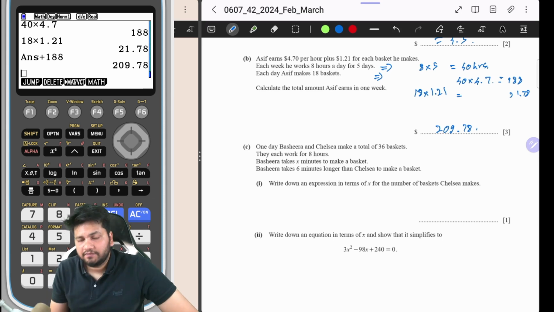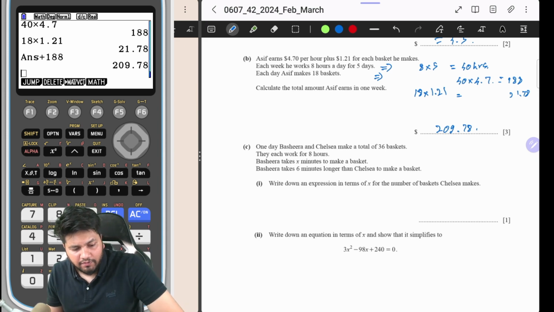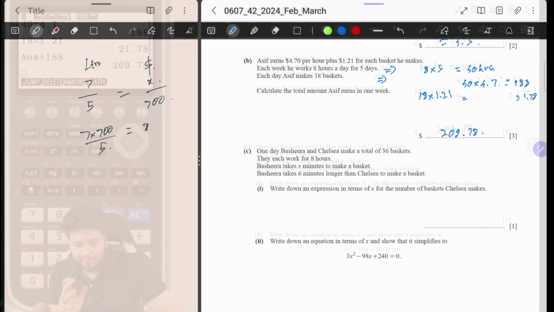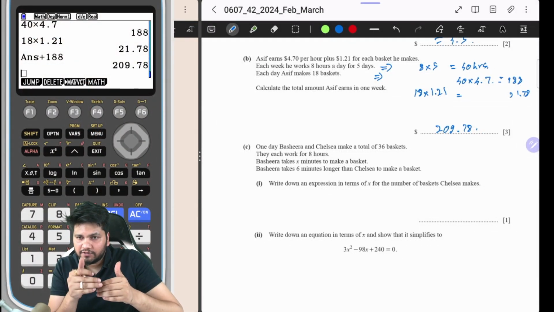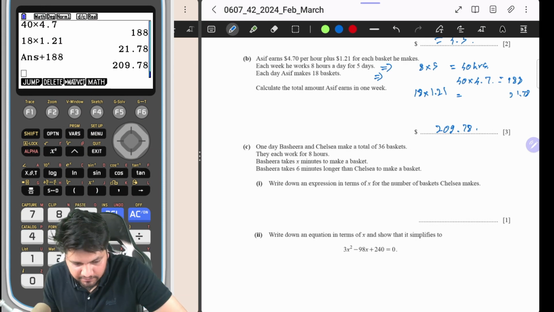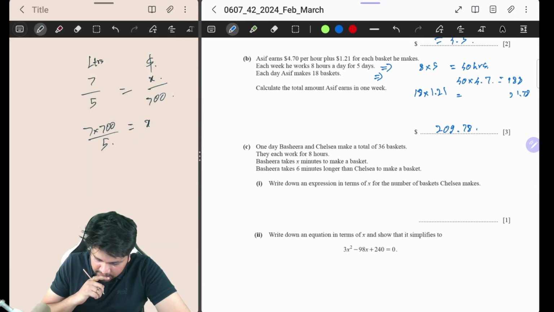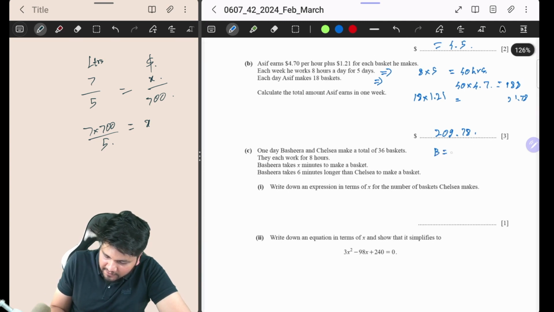Now see, whenever these kind of questions are there, remember one thing, that you should always know how many hours they are taking. Like, who is taking longer time and who is taking lesser time, whatever the scenario. So you should know that. Anyways, for this one, B takes X minutes to make a basket. So for B, we will take X minutes.